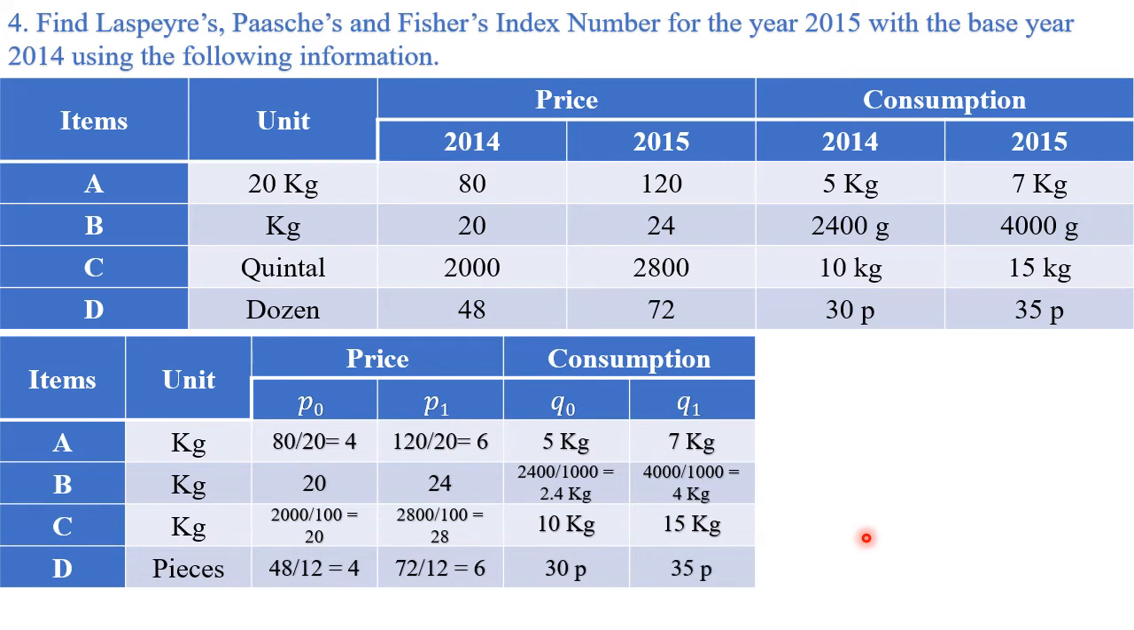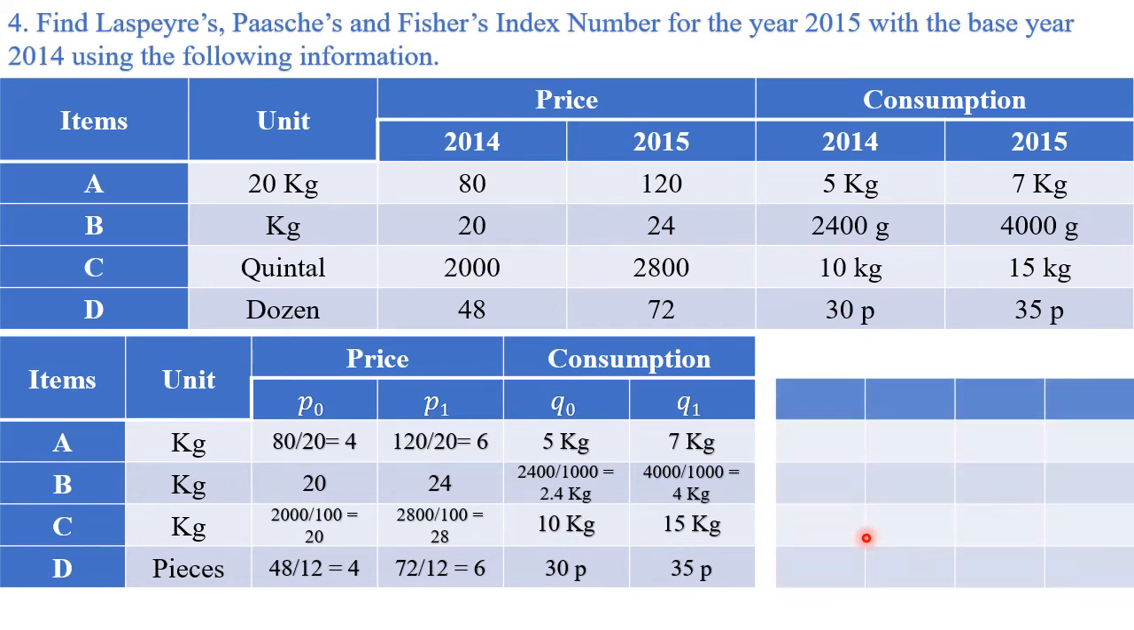These are the new values which I'm going to use in my calculation, and thus I'm going to prepare my regular table of Laspeyres, P1Q0 and P0Q0, and Paasche, that is P1Q1 and P0Q1. So P1Q0, now here the titles are already there. P1 is multiplied with Q0. So this 6 will be multiplied with 5. New values wherever available we have to use for the calculation. So 6 5s are 30, and 24 into 2.4, and 28 into 10, and 6 into 30.